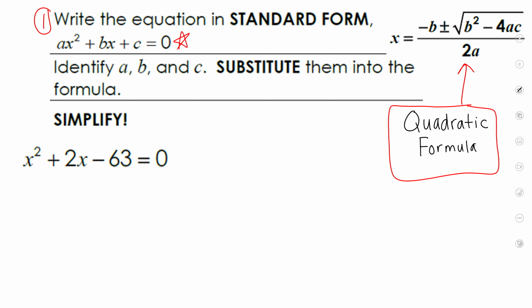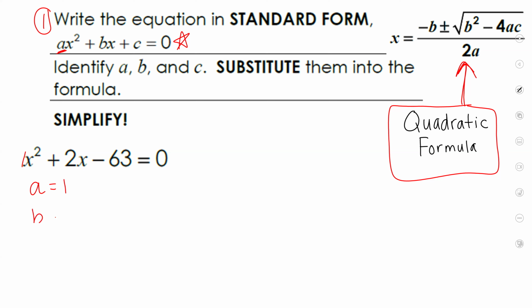Next, you need to identify A, B, and C. Once you identify A, B, and C, you're going to substitute it into the quadratic formula. So let's identify A, B, and C. What is our A value for this example? 1. Your A value is 1.